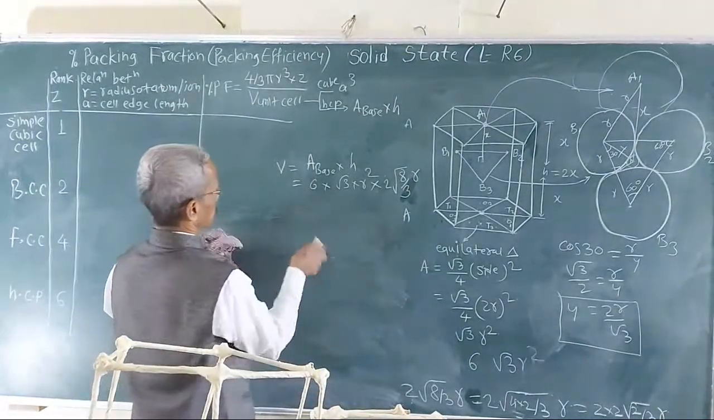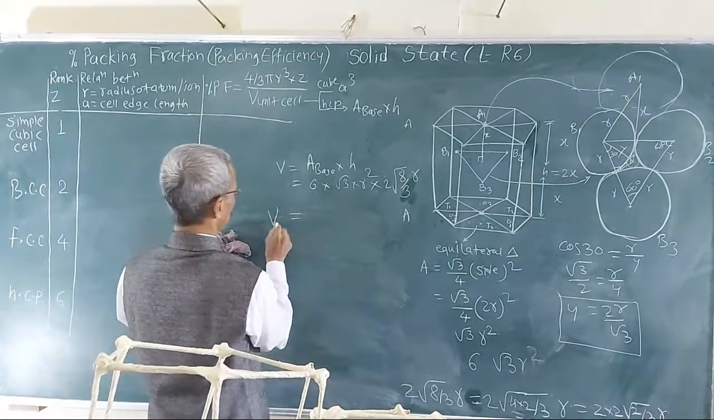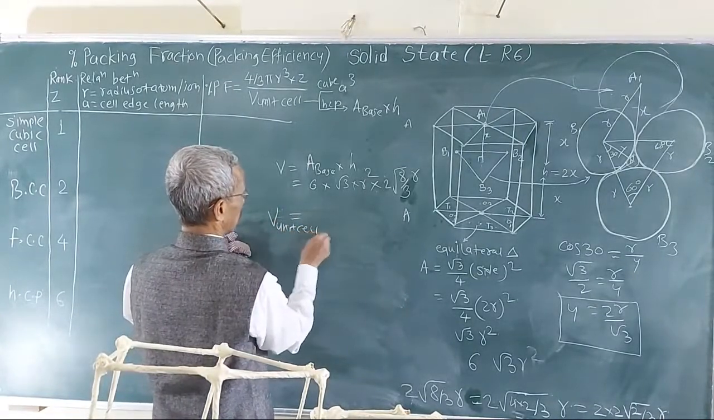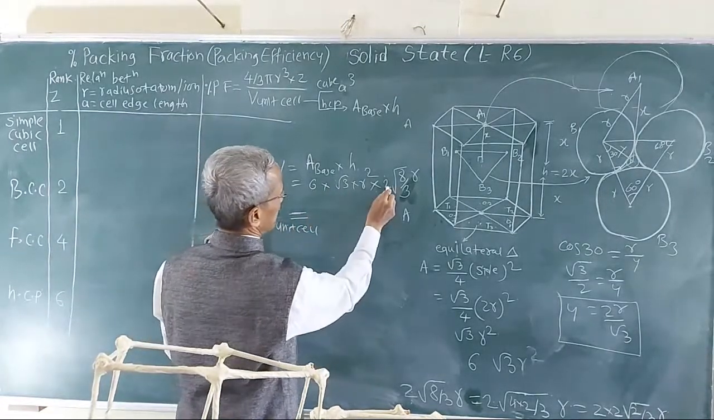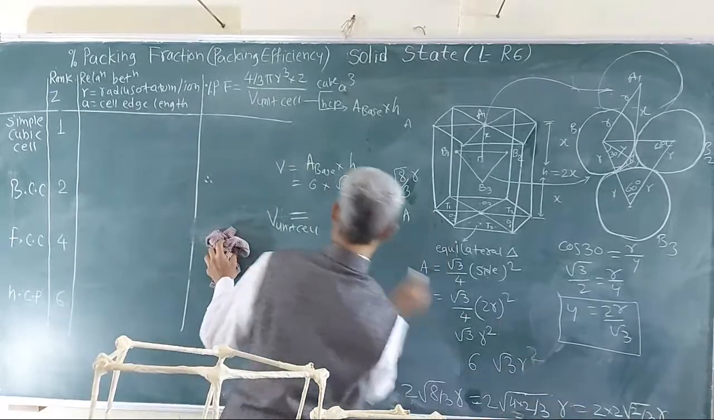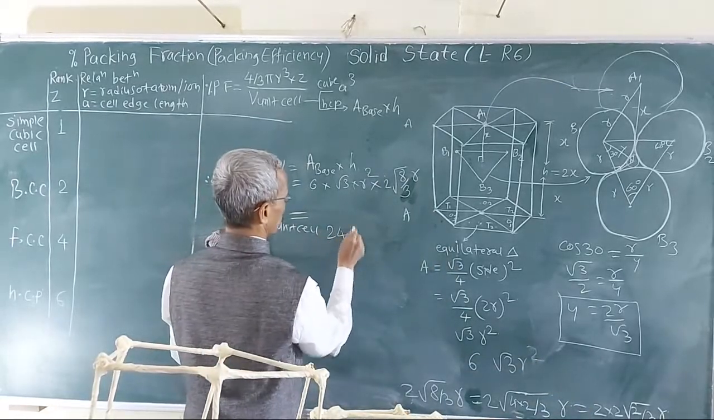Consider that we find the value of the unit cell to be 6 into 12. This can be used, and it is found to be 24 square root 2 r.